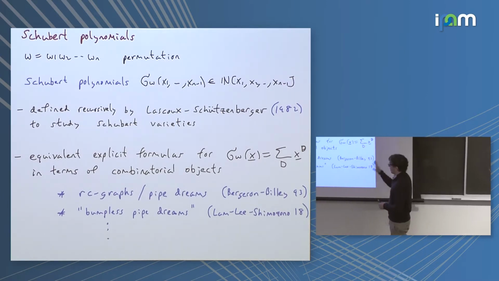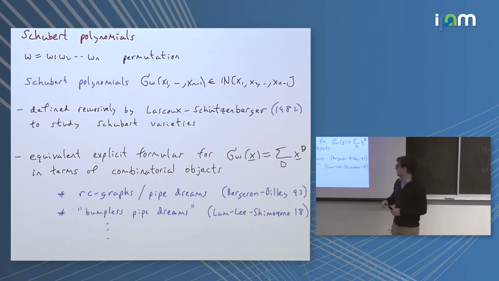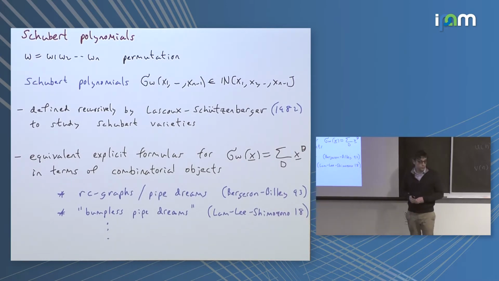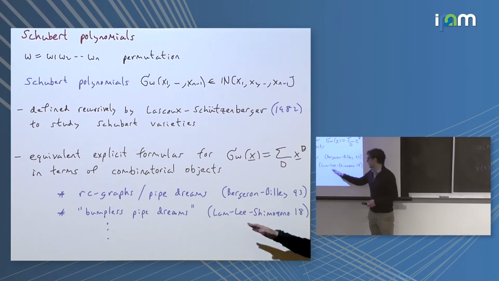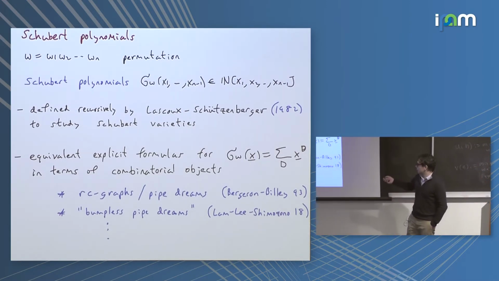And they were defined recursively, and it's not even clear from that that they have no negative coefficients. But later on, there came explicit formulas summing over combinatorial objects, and some of these I'll talk about: RC graphs or pipe dreams. So this is a model of Bergeron and Billey, and there are other models using prism tableaux, for example, and there are even models from Fomin and Kirillov, and there are some recent ones called bumpless pipe dreams by Lam, Lee and Shimozono. But let's talk about the first one.